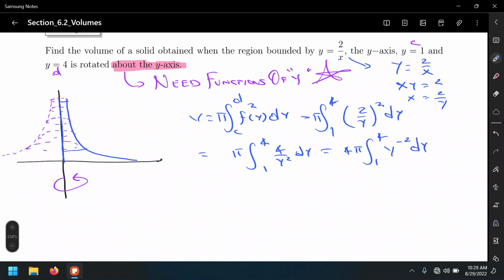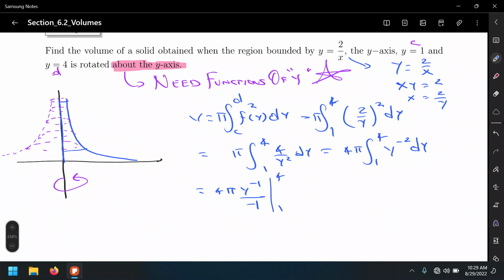And from here, I think we're ready to go about the integration. So the integral of y to the negative 2, and be careful here because we add 1 to the exponent and divide by that new exponent, so that's going to be 4 pi. When we add 1 to negative 2, we get negative 1, but don't forget to divide by negative 1. And that gets evaluated from 1 to 4.